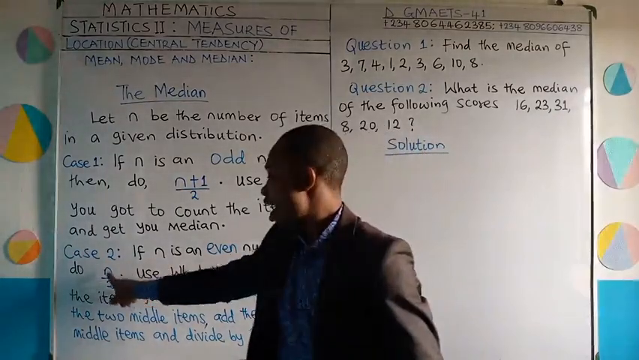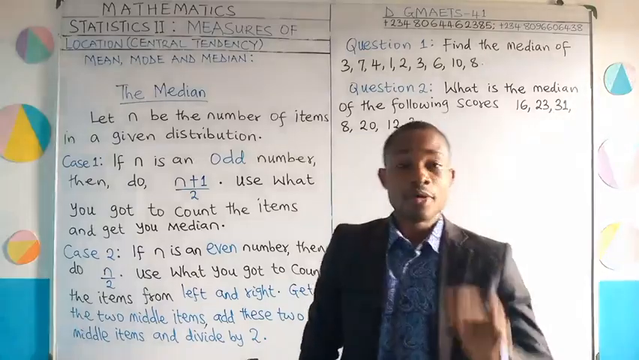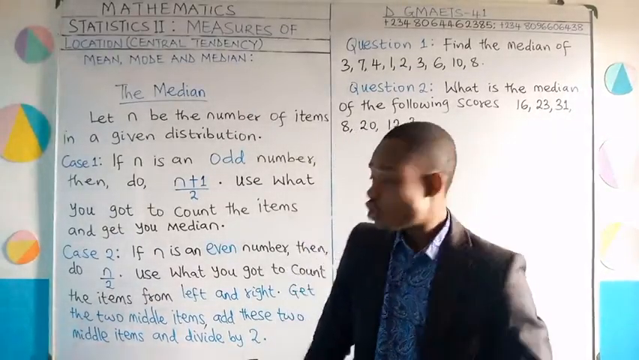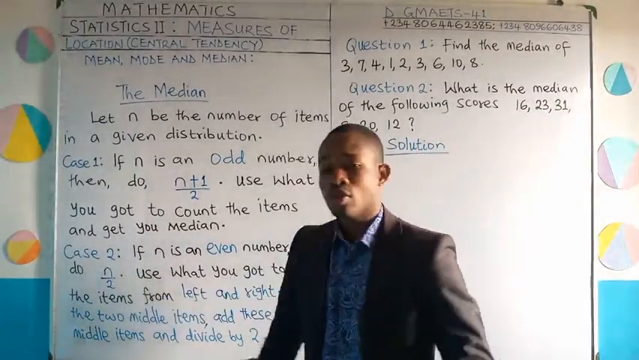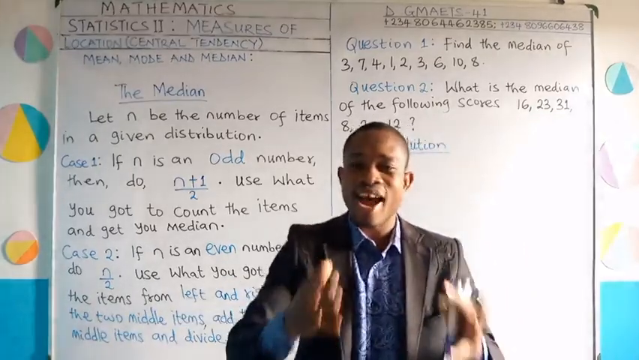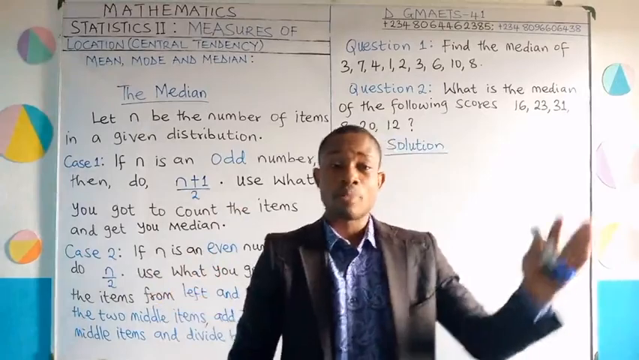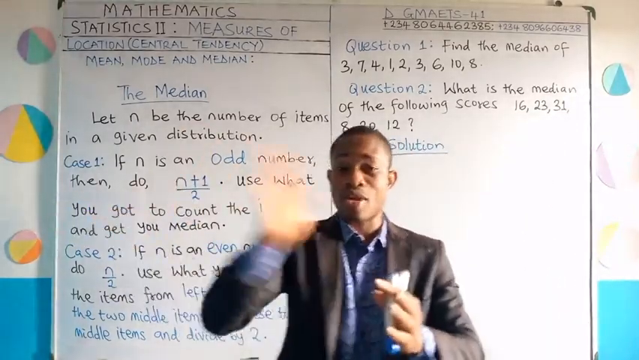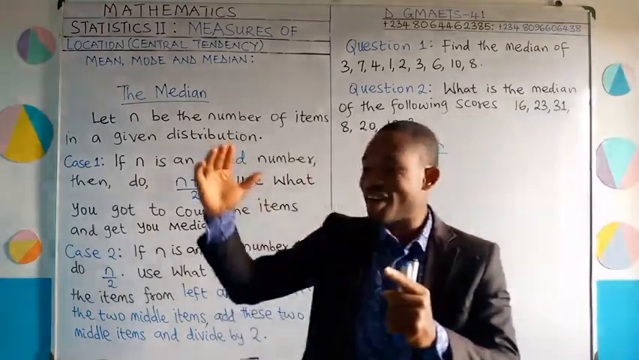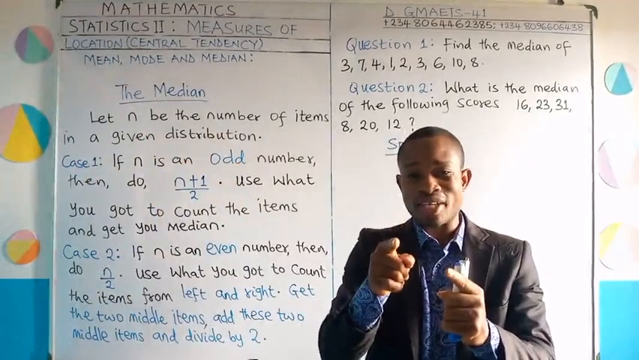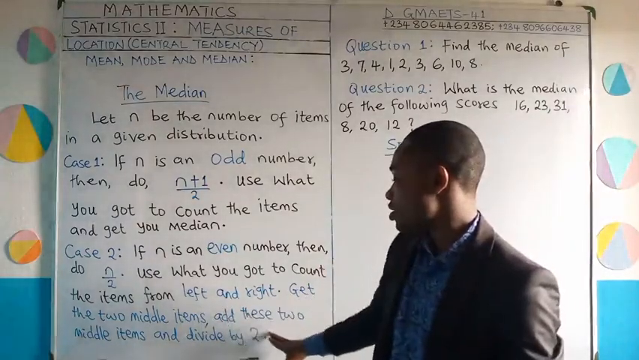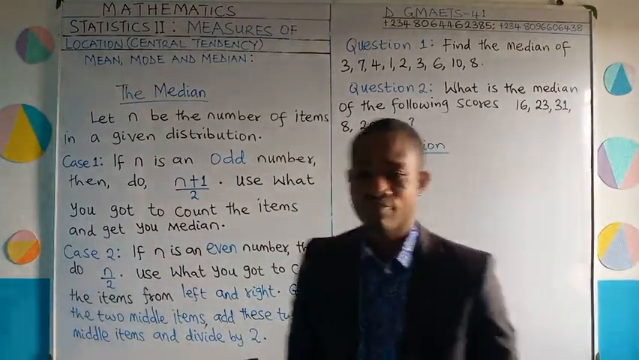You are going to do n divided by 2. You know, an even number is a number that 2 can divide and there will be no remainder. So do n divided by 2. Anything it gives to you, use it to count the items in that distribution from left to right and from right to left. As you're counting from left to right, it will get you to a number. As you're counting from right to left, it will get you to another number. Those are the 2 middle numbers. So add the 2 middle numbers and then divide by 2.